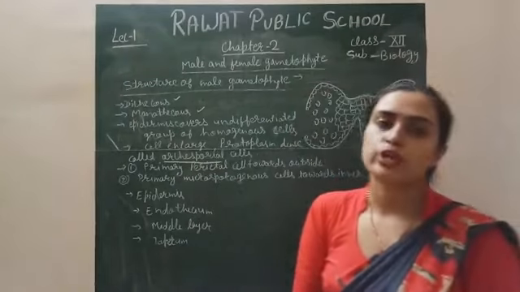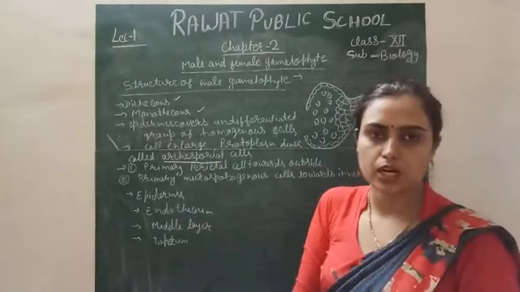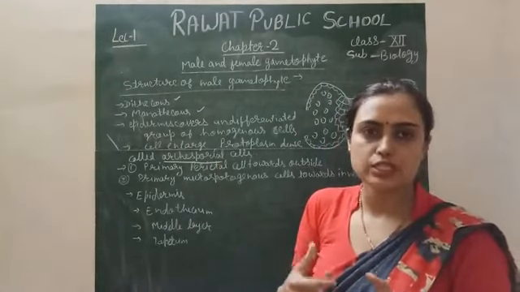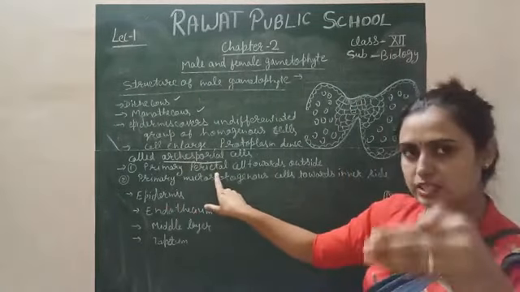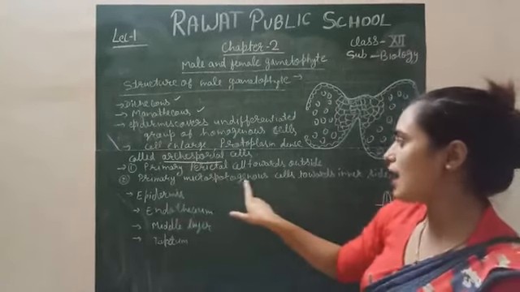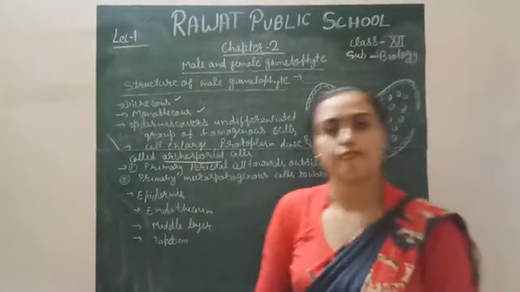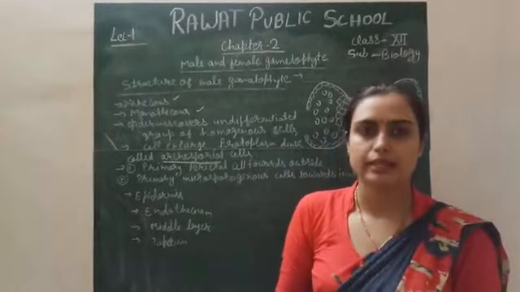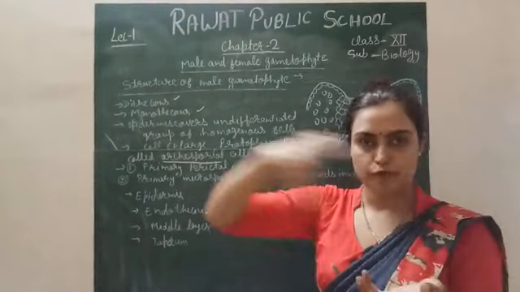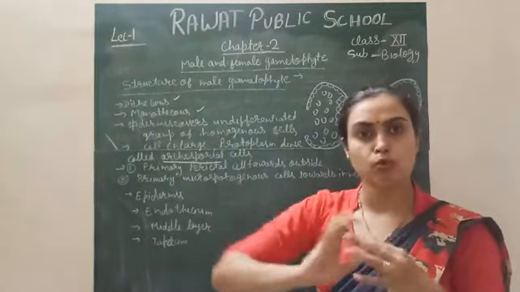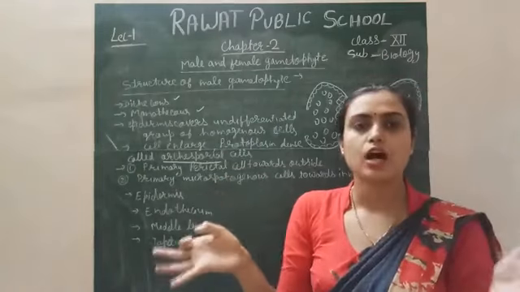When these archesporial cells enlarge and their protoplasm becomes thick, they divide into 2 distinct cells. First is the primary parietal cell, which is present toward the outer side, and the microsporogenous cell, which is present toward the inner side. These parietal cells further divide by anticlinal and periclinal division, meaning they divide in both directions, horizontal as well as vertical, and after the division they make a condensed structure.